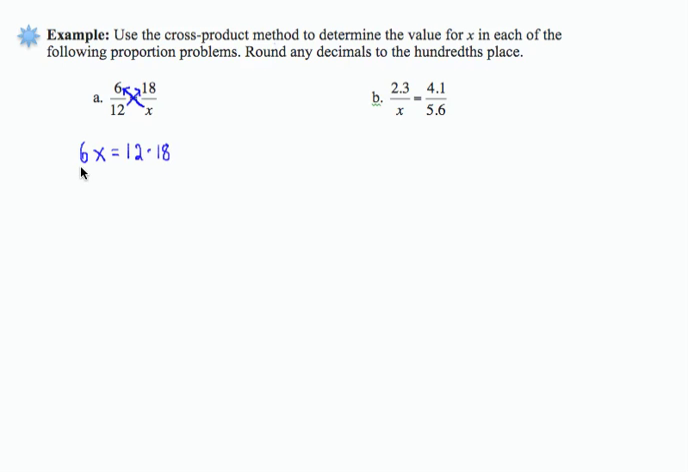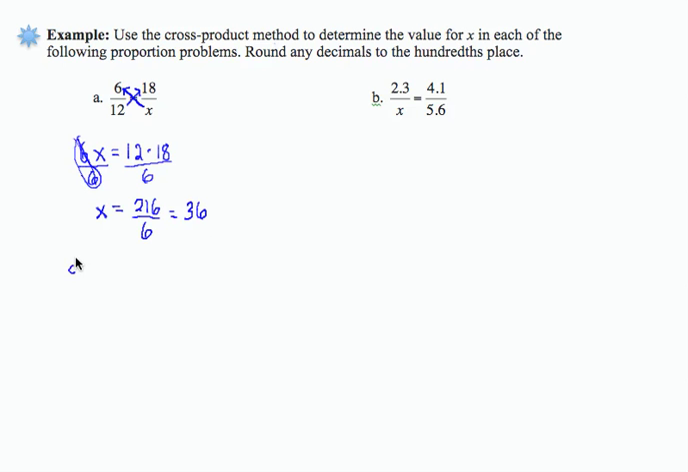And then what I'm going to do is divide both sides by 6, both sides of the equal sign. There's a common factor now of 6 that's going to be removed. So on the right hand side I get x equals 12 times 18, which is 216, divided by 6, and if I perform that computation on my calculator I get 36.